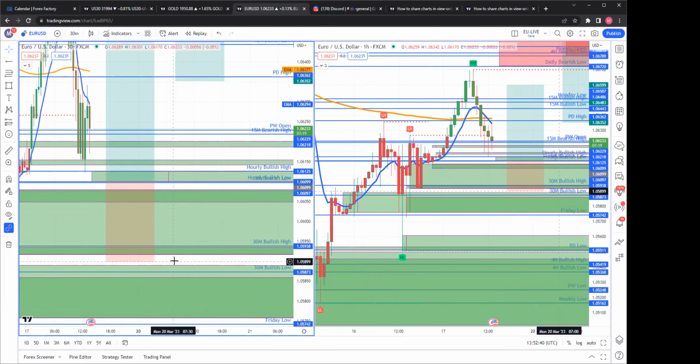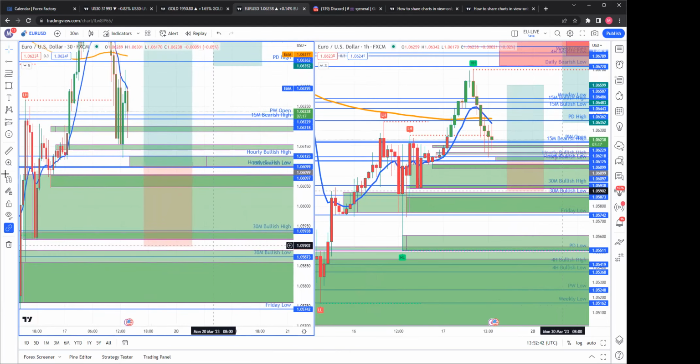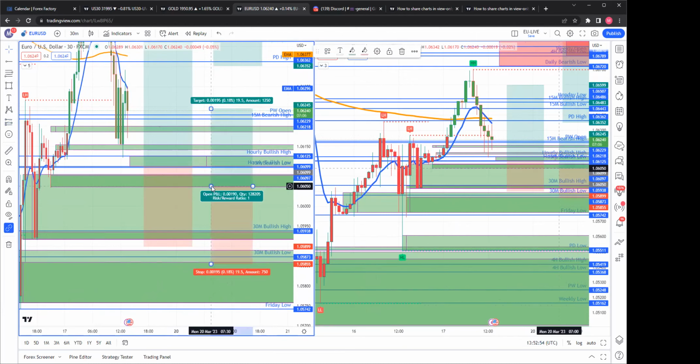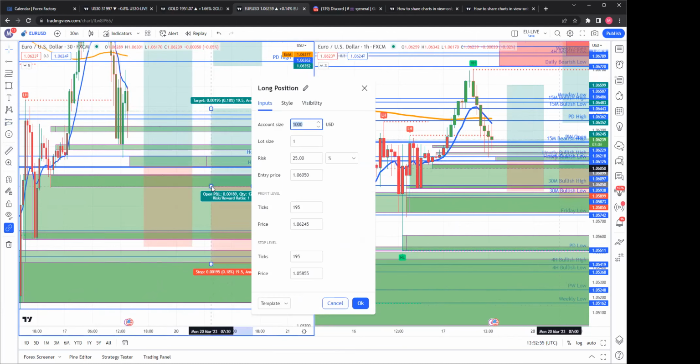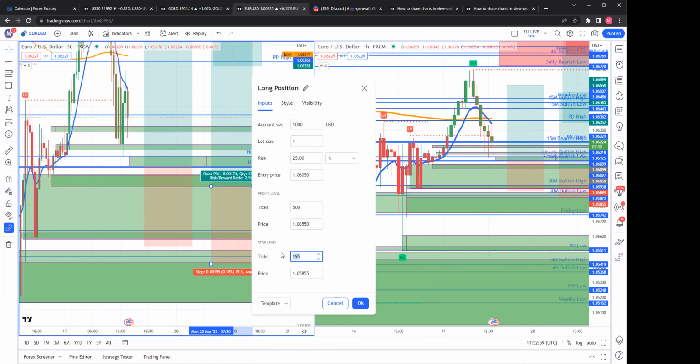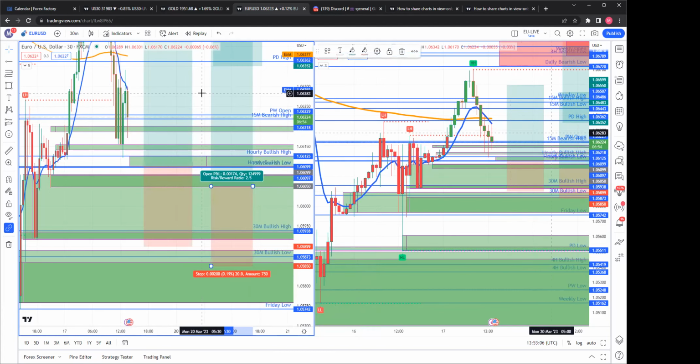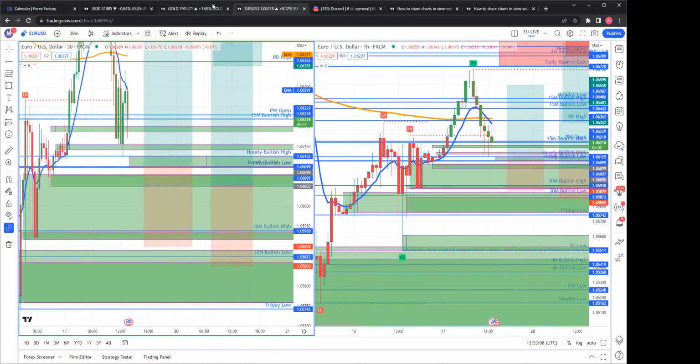And then my next buy on US 30 will be this demand zone, this other demand zone that I've secured down there. So the first one is around 1.06099. The other buy is around 1.06050. So 50 pips take profit, 20 pips stop loss. So ideally for me, for FX pairs, my stop loss is normally 20 pips.